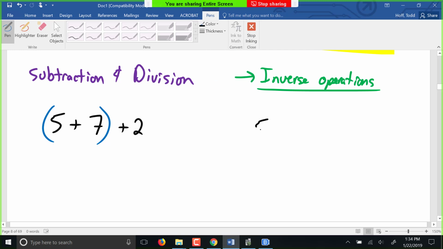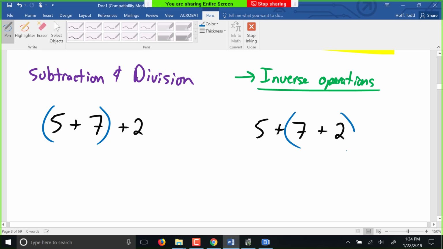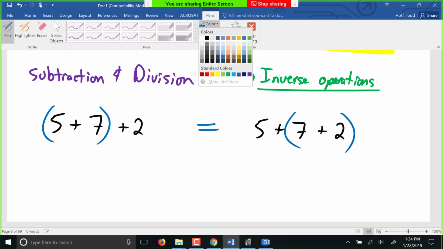However, some people might find it easier to do the 7 plus 2 first, and then add the 5. Are those equivalent? Yes, they are. Both of them give us 14.